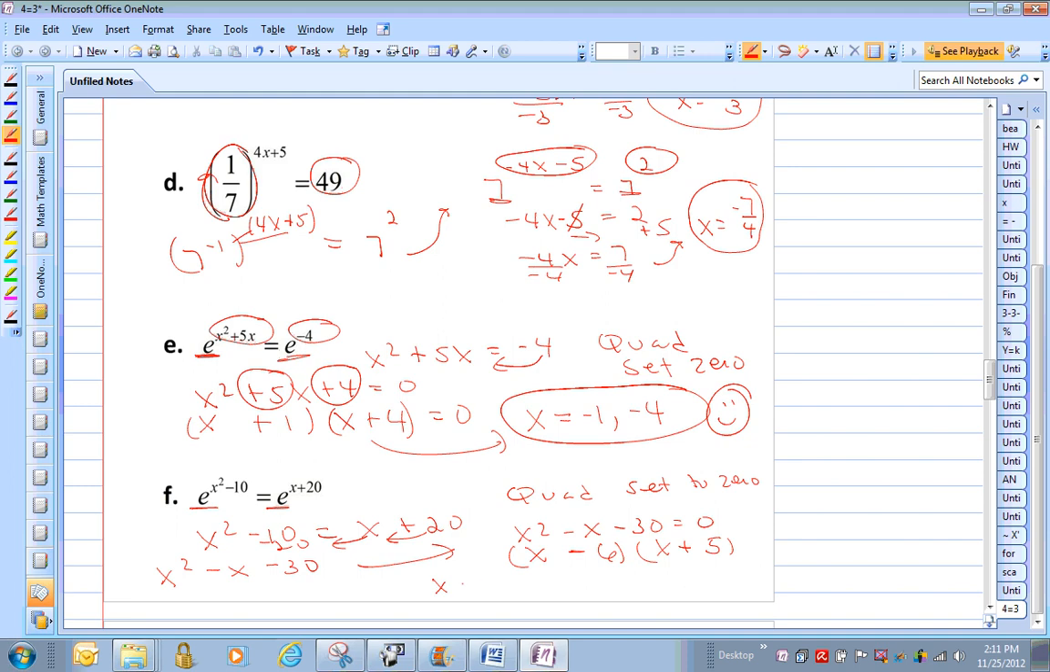So my x values in this case would be equal to positive 6 or negative 5, and that would be my values of x. So once again, go Bearcats. All right, let's move on to the last section.